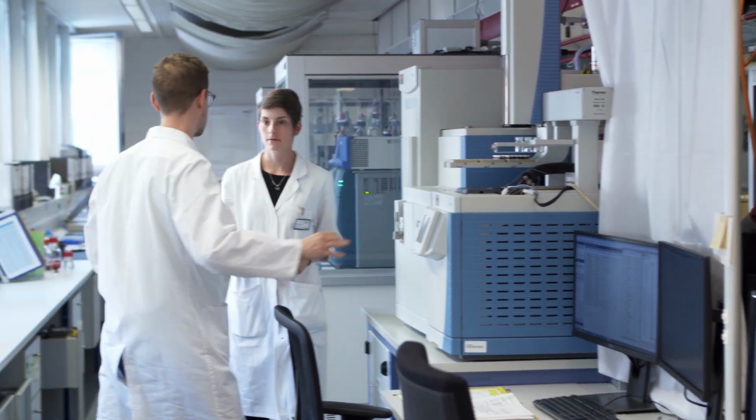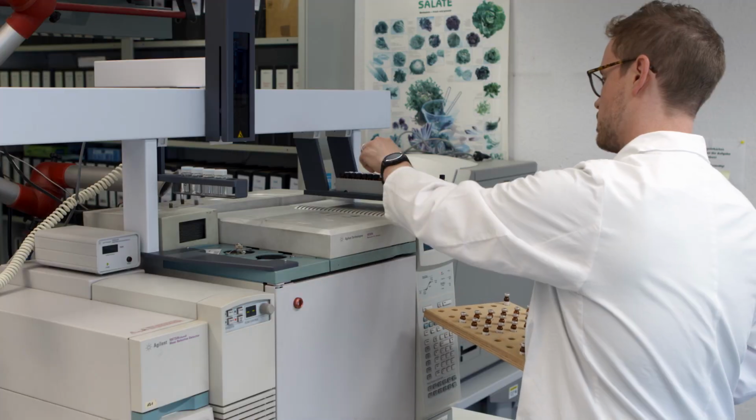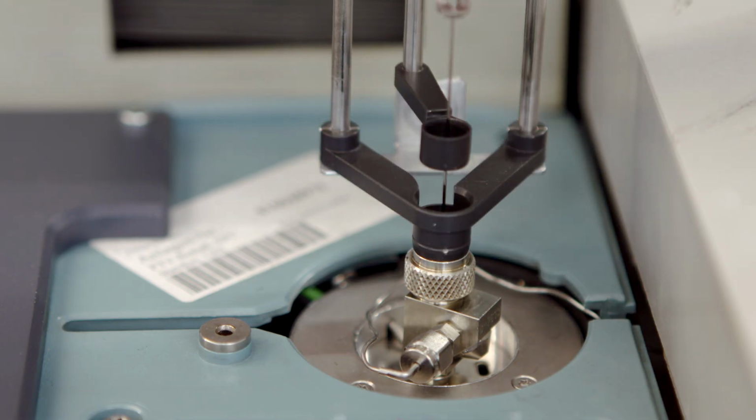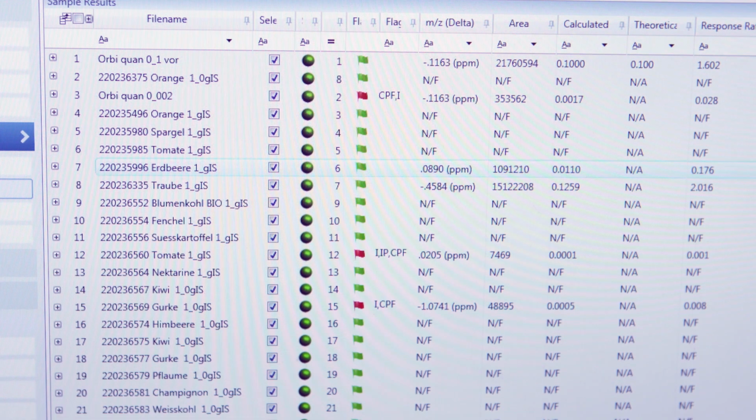Once the samples are fully prepared, the extracts are injected in different gas or liquid chromatographic instruments that are typically connected to a mass spectrometric detector. The final results are compared with the defined maximum residue limits.